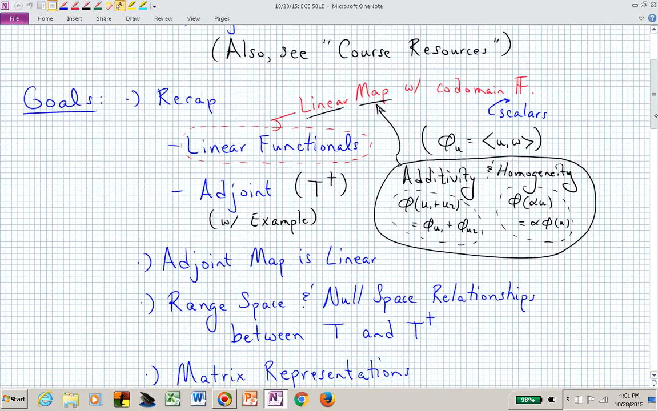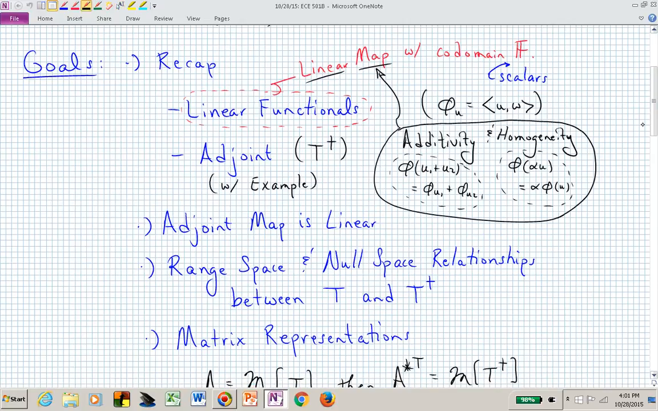What I want to do today is recap what we've talked about relative to linear functionals, and that is a linear map from some vector space into the scalars. And we showed last time via a theorem that you could actually parameterize or capture that linear functional in the form of an inner product. And that's what I mean in parentheses here. This linear functional applied to U is equivalent to the inner product of that arbitrary vector U with some unique vector W.